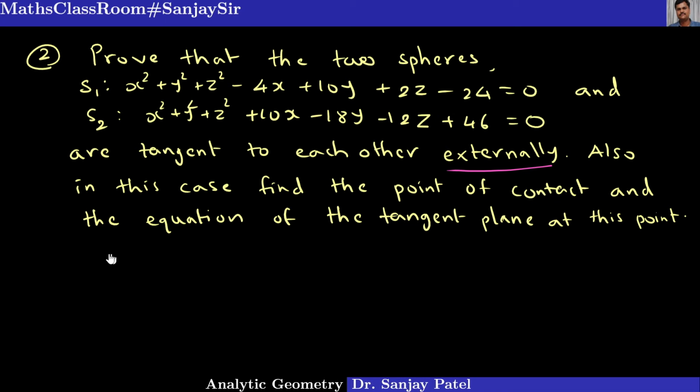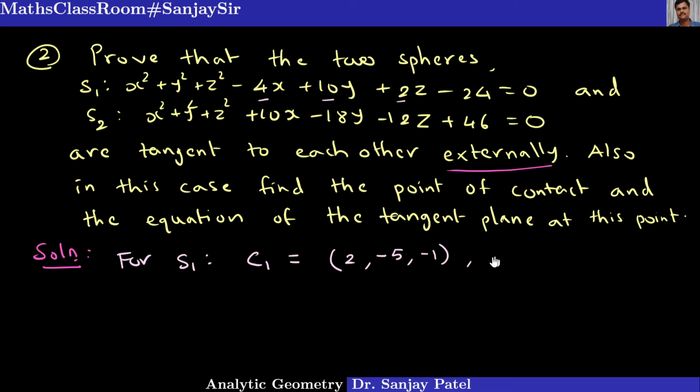Okay. So first of all, let us find out the centers and radius for both the spheres. So for S1, I am writing the center C1. Whenever I write C1 means center of the first sphere. So just dividing these coefficients -4, 10 and 2 by 2 and changing the sign. So this will be what? -4 by 2 is -2, and changing the sign it is +2. Then it is -5. Then 2 divided by 2 is 1, so it is -1.